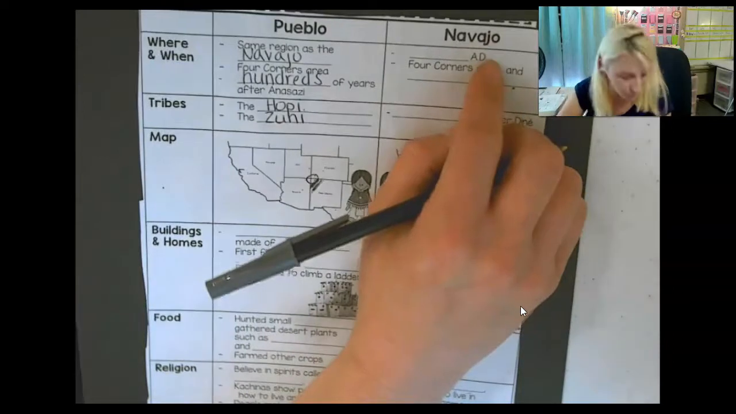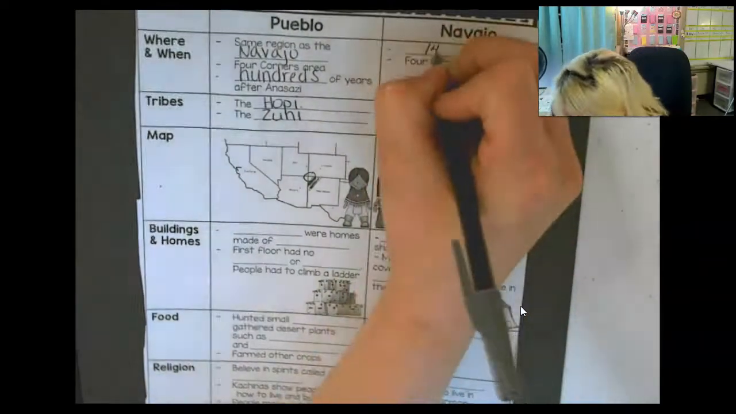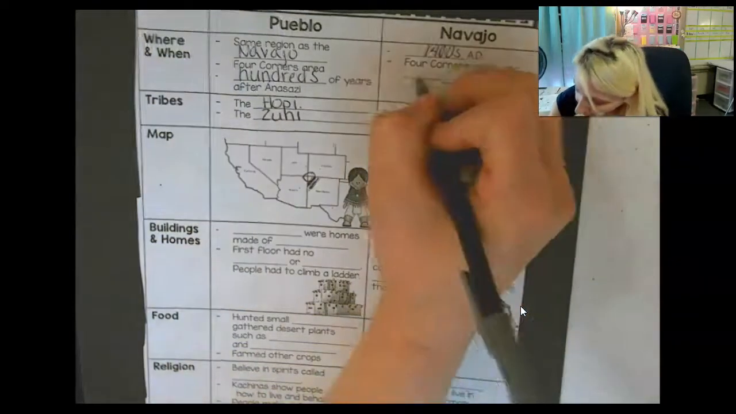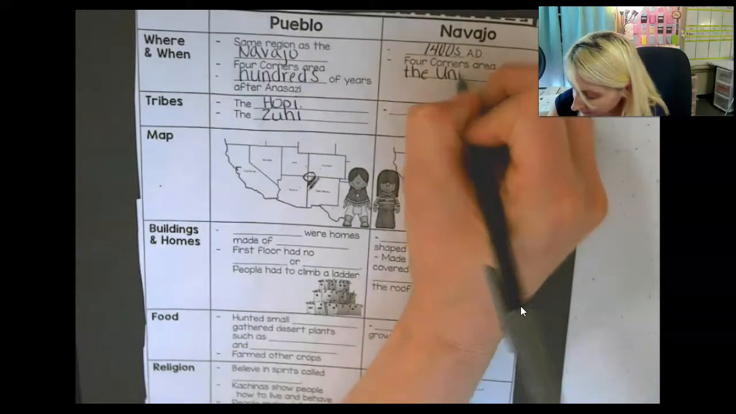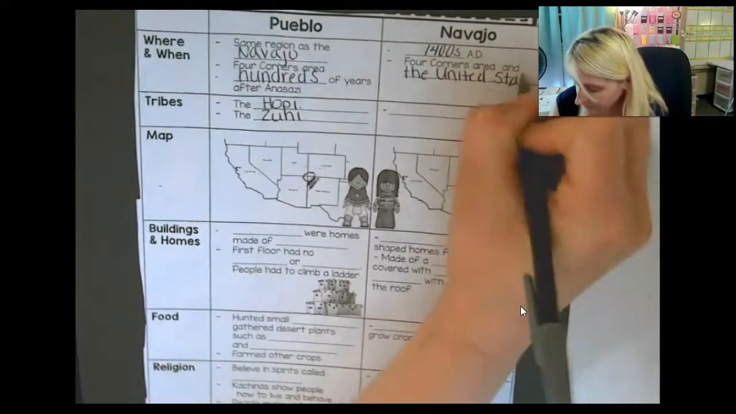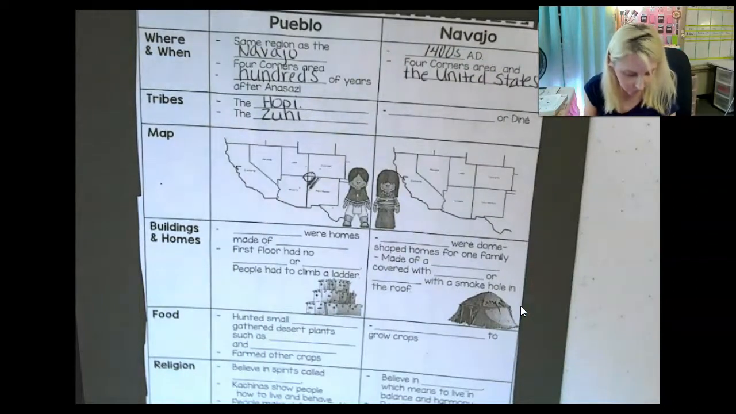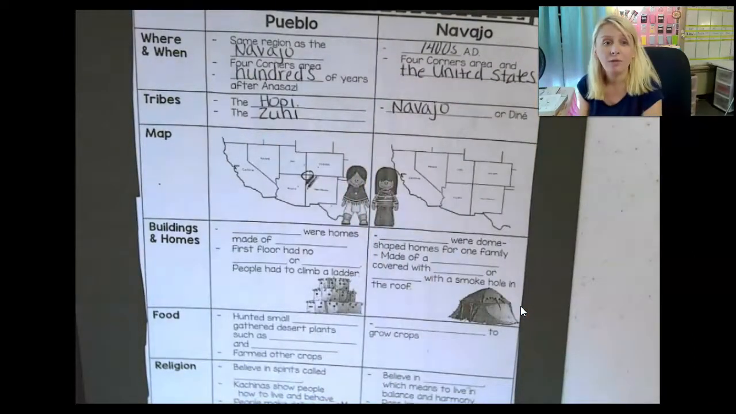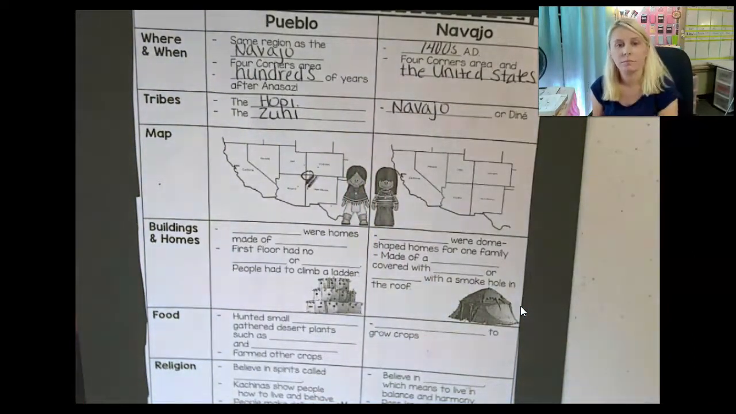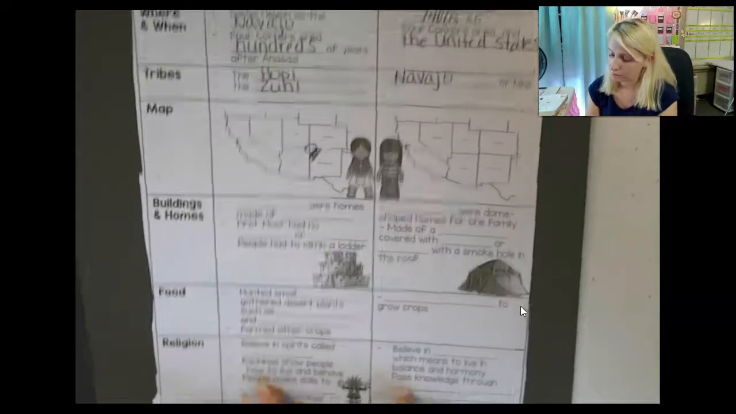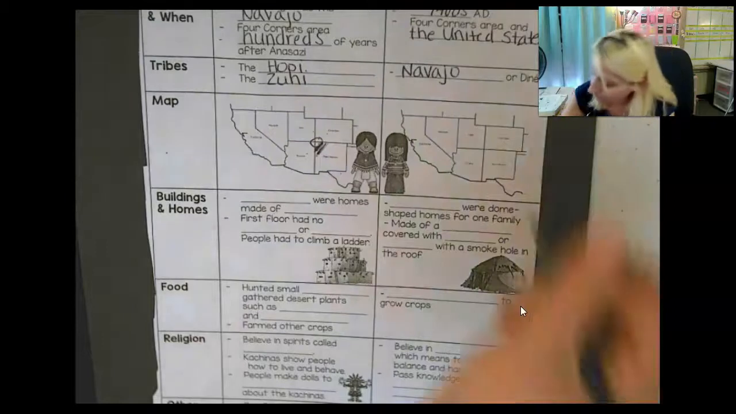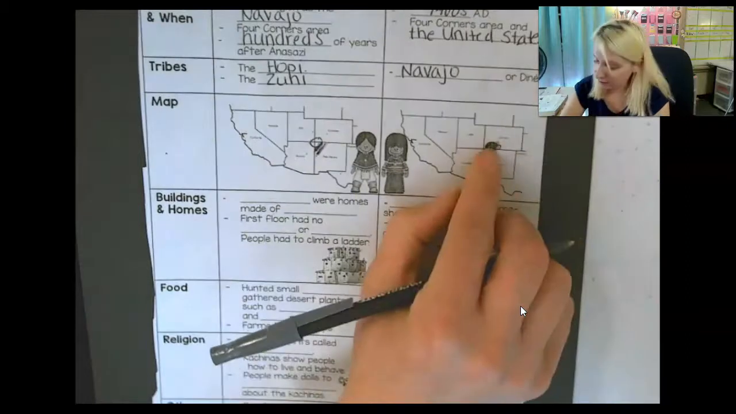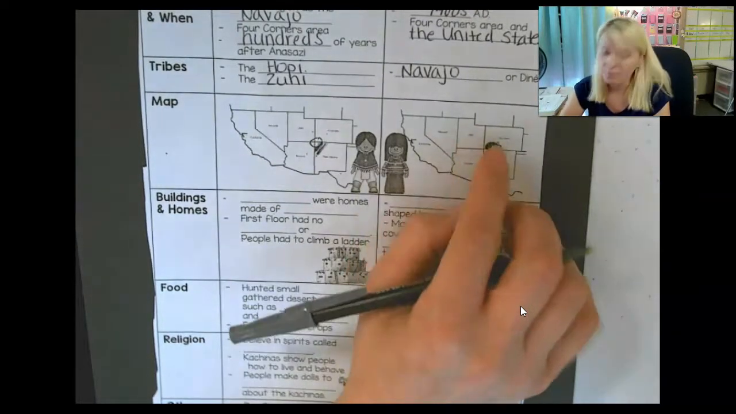Alright, the Navajo, 1400s AD, and also in the Four Corners area of what is now the United States. Alright, and we just have one tribe name for the Navajo, and that's the Navajo. And according to the map I have here, the main area they were concentrated in is right in here. Now they lived all around in that region, but they were mainly concentrated here.